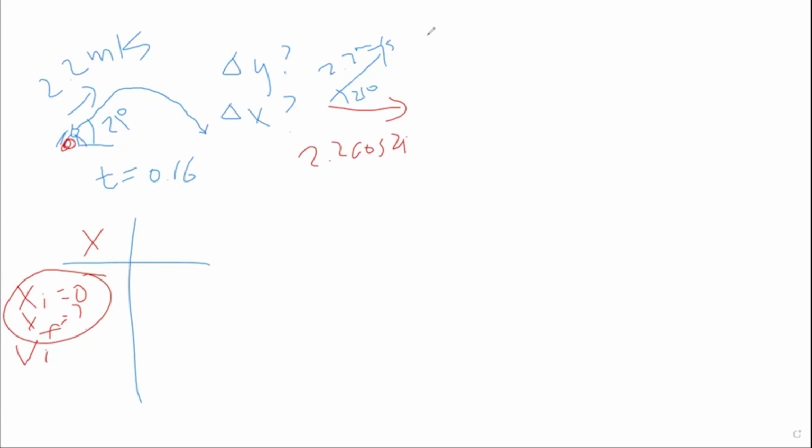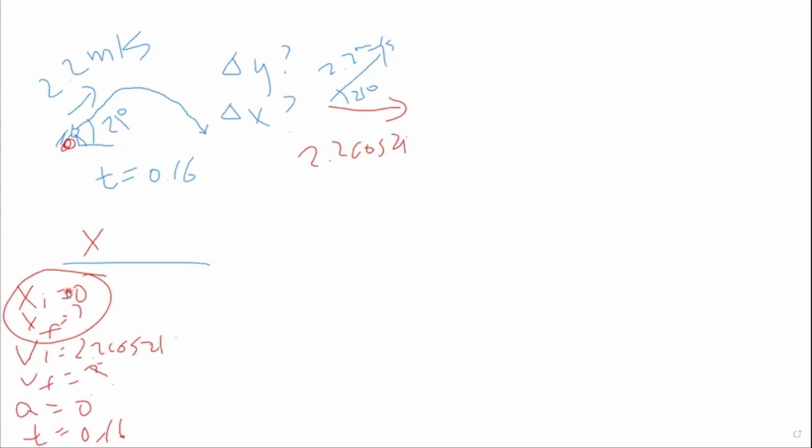So my v initial is going to be 2.2 cosine of 21 degrees. And then v final, I don't know. Actually, it is the same, but we don't know. A is going to be 0, right? And t, they gave it to us, which is 0.16. So let's see how many components we have again. We have 1, 2, 3. If we have 3 components, then we are able to find a 4th one, right?